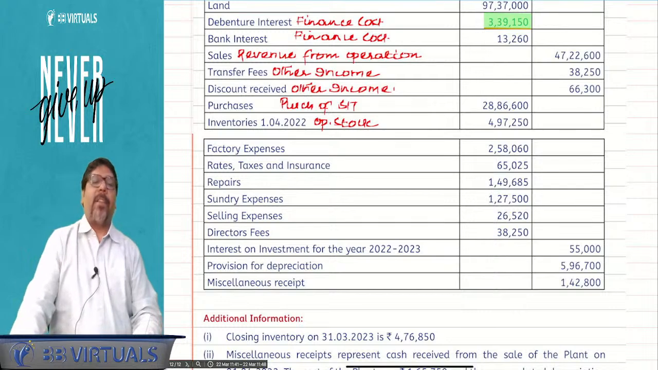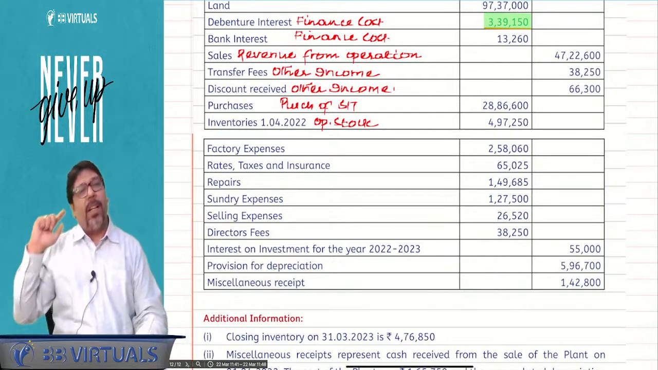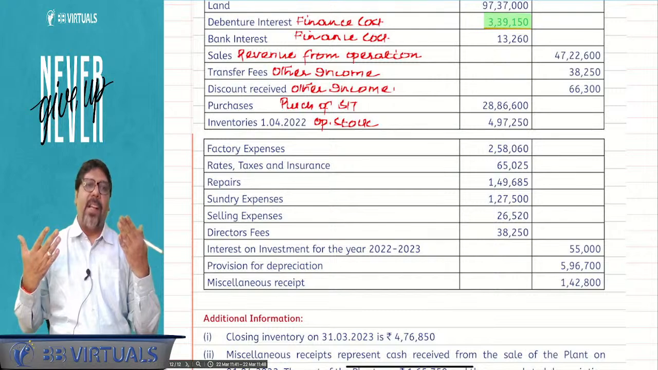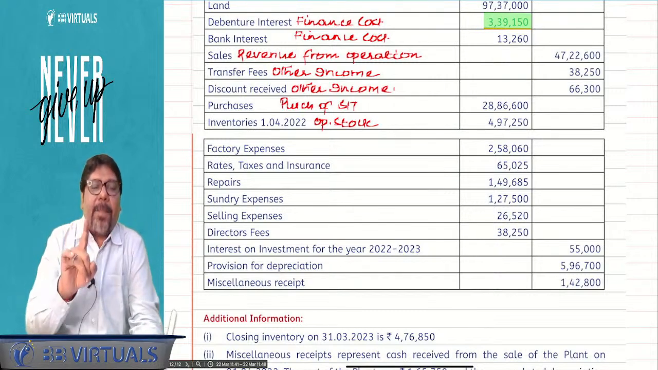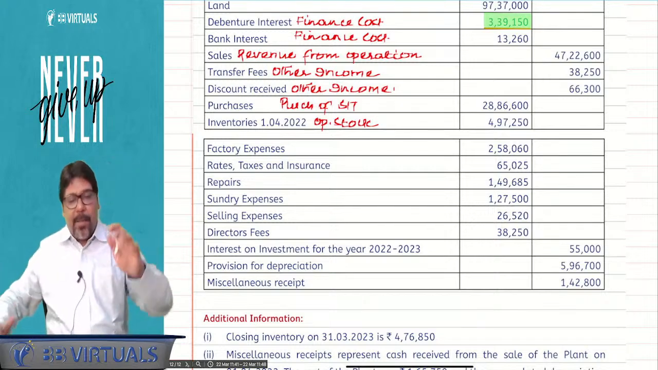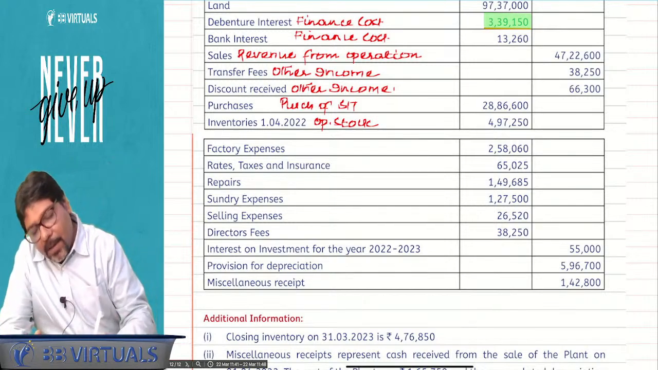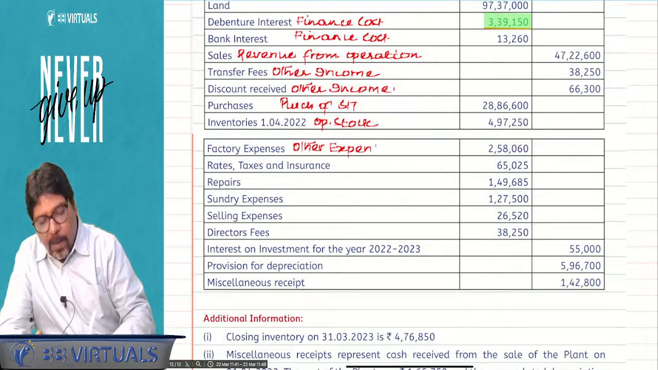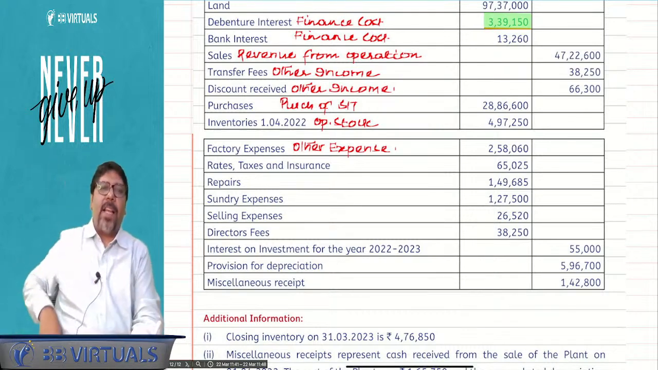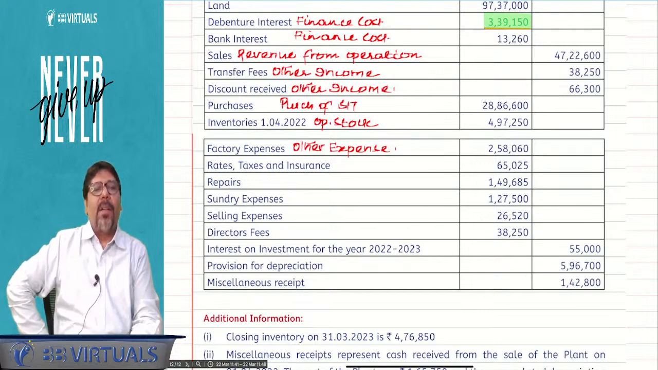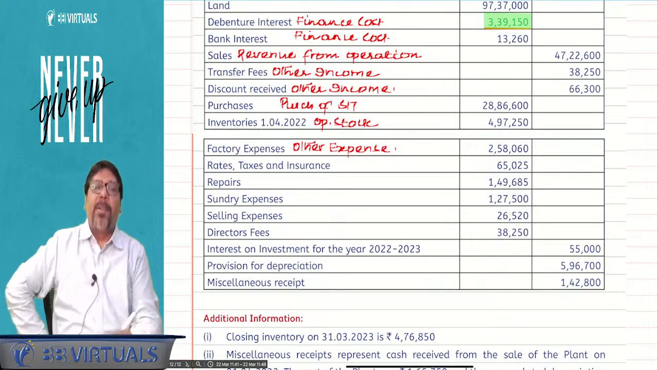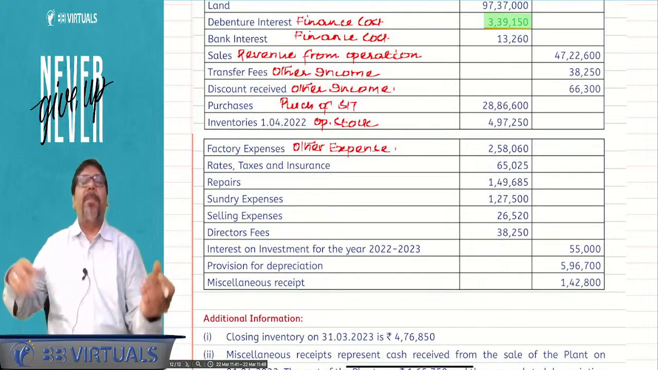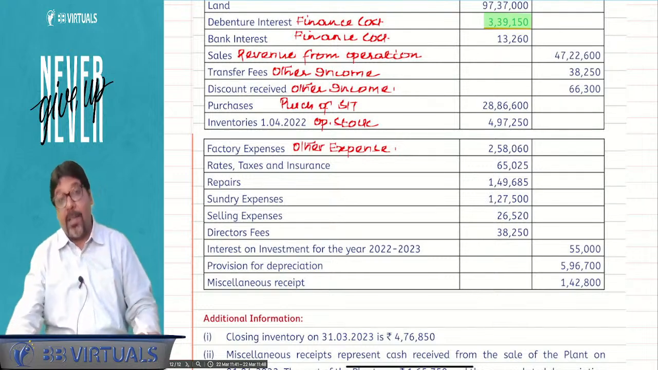Factory expenses. Where will factory expenses come? Sir, it will come in P&L. No, sir, it will come in trading. Factory expenses, we are not preparing trading. We are preparing only the statement of P&L. It will come as other expenses. If there is a factory, they should have manufacturing and purchase of raw material. But over here, factory basically means workshop, that means assembling of goods and packing of goods, nothing else.